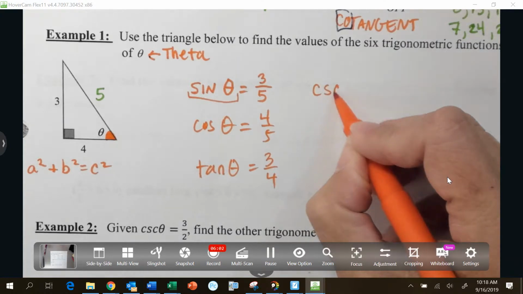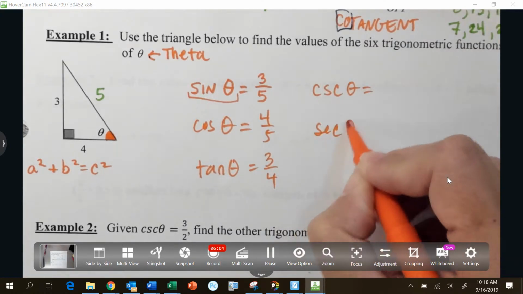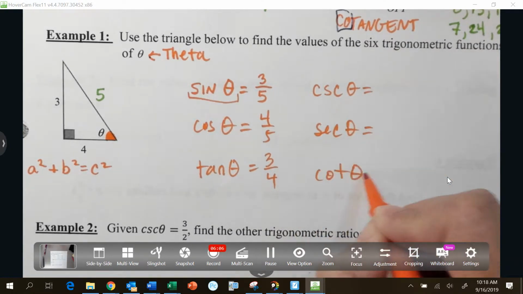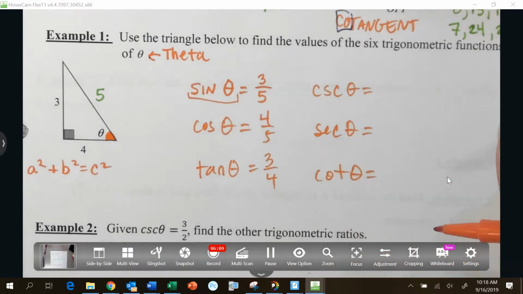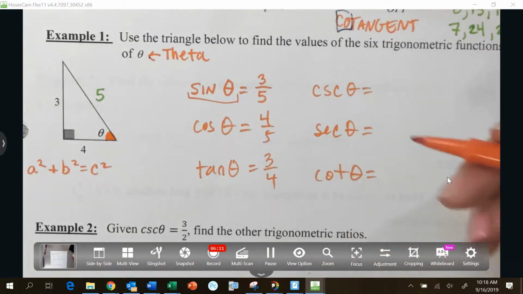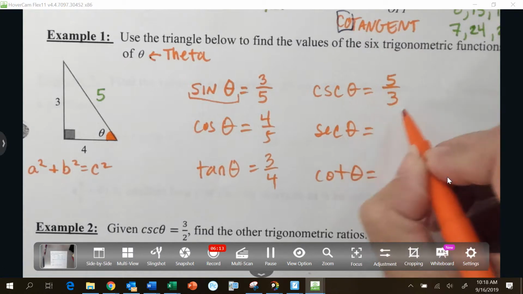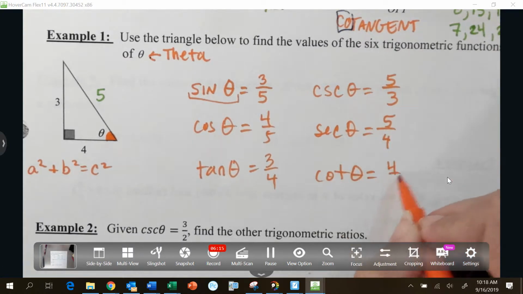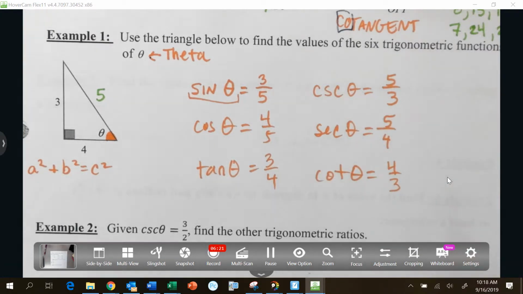Then we do our cosecant, our secant, and our cotangent. So to get these 3, I just flip my first 3. That's how I do it. So I get the first 3 and then flip the second 3.